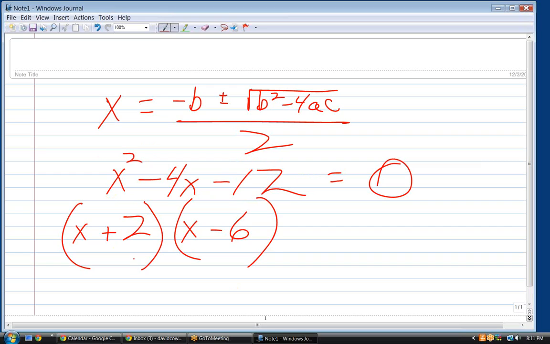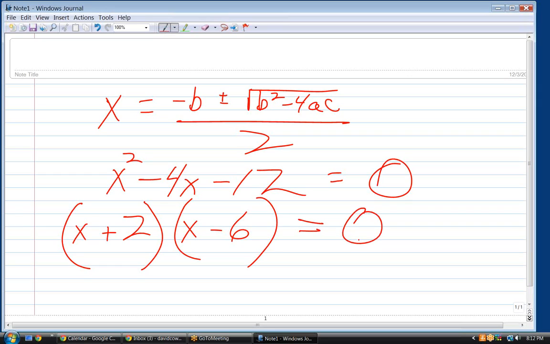And you do that by multiplying the 2 inside terms and the 2 outside terms, and then adding the results together. That's 2x, that's minus 6x. Add that together, you get minus 4x. That's our middle term. We did it correctly. Okay, that's a simple way to check. Yes, it's a nice way to check.